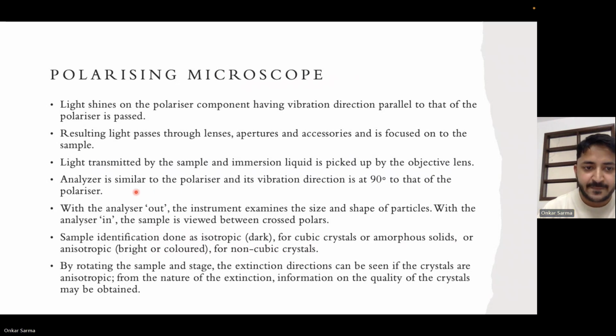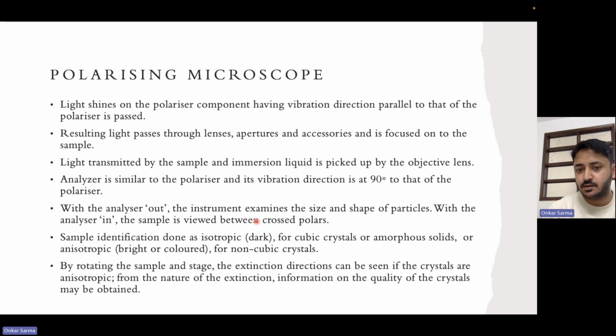the objective lens. Then there is another thing called the analyzer, which is similar to the polarizer, but it is placed at an angle of 90 degrees to it; its vibration direction is at 90 degrees to that of the polarizer. There are also different functionalities involved with this analyzer. When the analyzer is out, the instrument simply acts like a magnifying instrument, and we can examine the shape and size of the particles in the specimen. And when the analyzer is in, the sample is viewed between crossed polars.